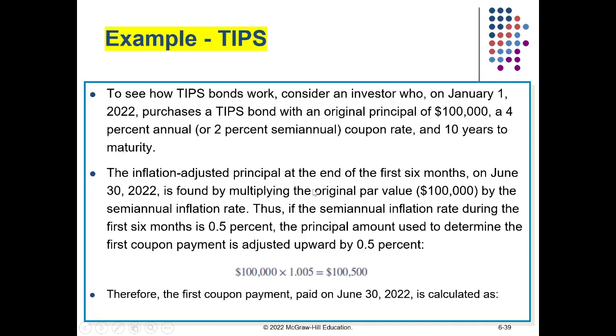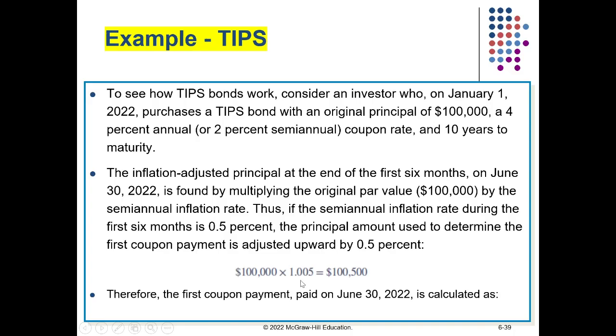The inflation-adjusted principal at the end of the first 6 months on June 30th, 2022 is found by multiplying the original par value, which is $100,000, by the semi-annual inflation rate. Thus, if the semi-annual inflation rate during the first 6 months is 0.5%, the principal amount used to determine the first coupon payment is adjusted upward by 0.5%. So that means the face value now becomes, after the first 6 months, $100,000, this is original face value, times 1 plus 0.5%.